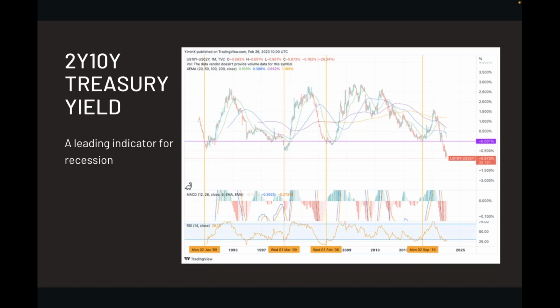There's no real empirical evidence on whether this severity of inversion means anything about the severity of recession. But given the track record, we should definitely have a recession coming up. So we should brace for that.